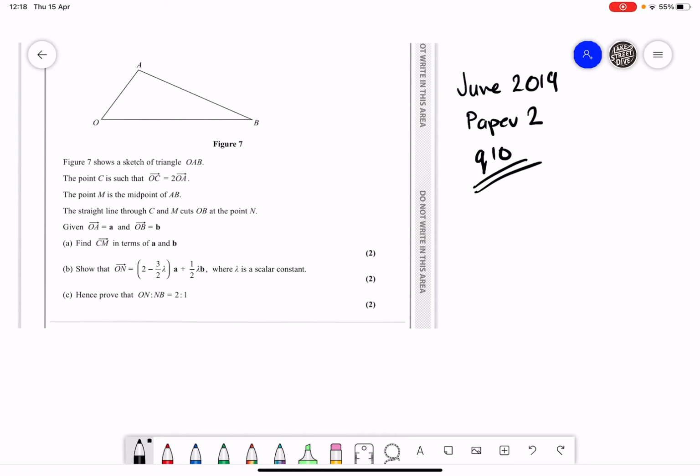Okay, going to go through the June 2019 paper 2, question 10. Let's just review what the question's asking for us. It's saying that we've got a triangle which is shown. We note that there's another point C which isn't shown, a point M which we're going to have to find, and another point N. So my first step is going to be to redraw the diagram, and then we can use that to find CM in terms of A and B.